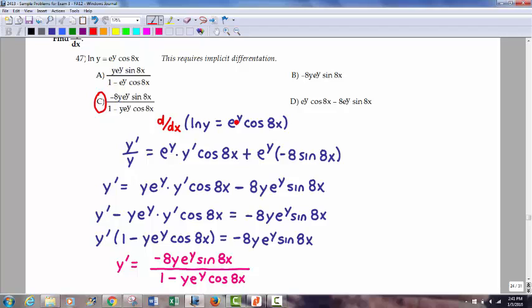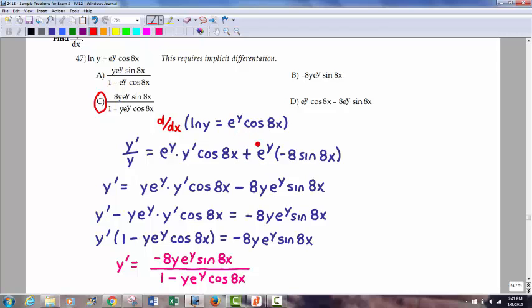So the derivative of e to the y will be e to the y, but because we're taking it with respect to x, we have to put a y prime. Remember, anytime you differentiate a y, you must put a y prime. So if that was the derivative of e to the x, it would be e to the x basically times 1, so it would just be e to the x. But in this case, the 1 would have to be 1y prime, because you're taking it with respect to a different variable. And then cosine of 8x would just sit there.